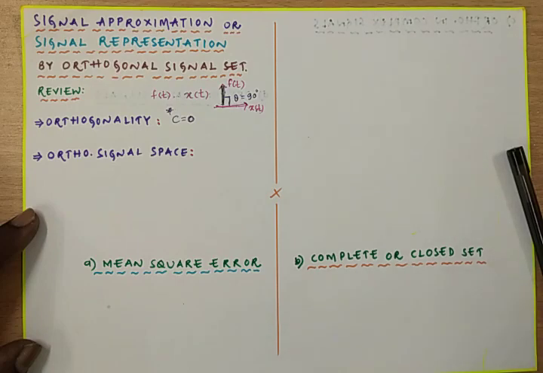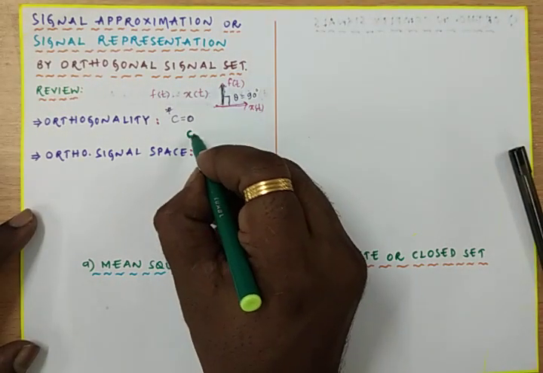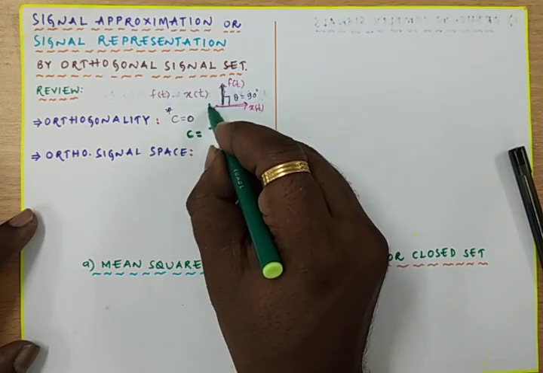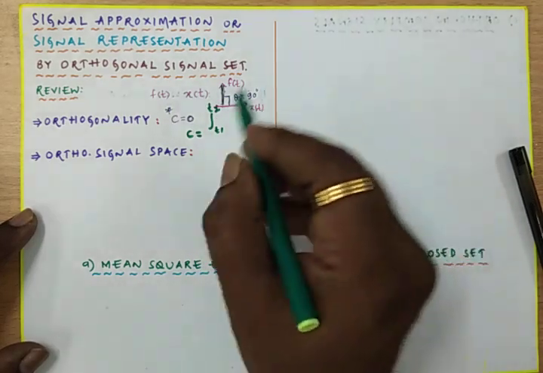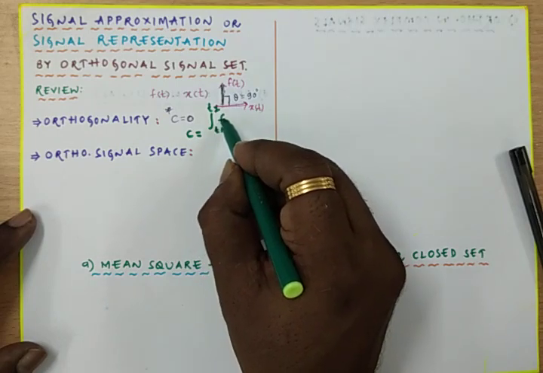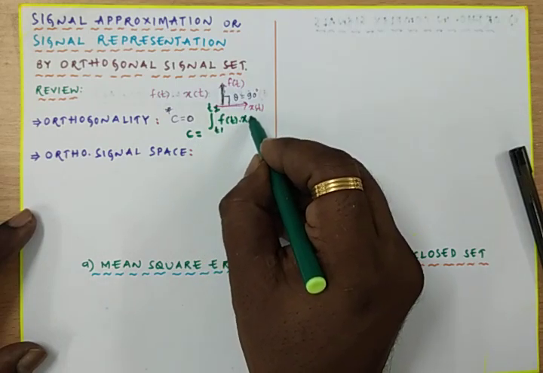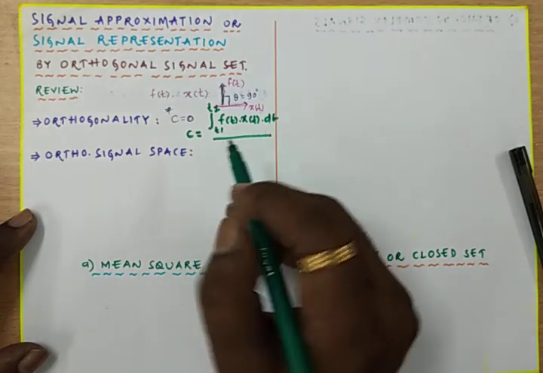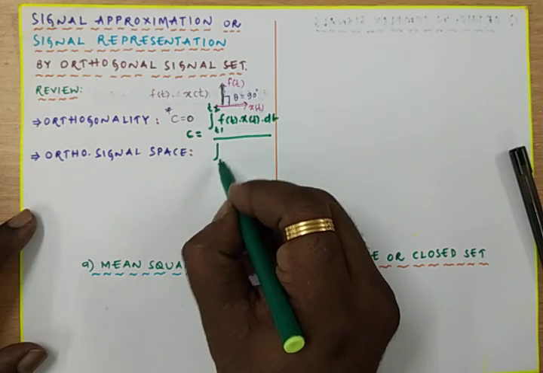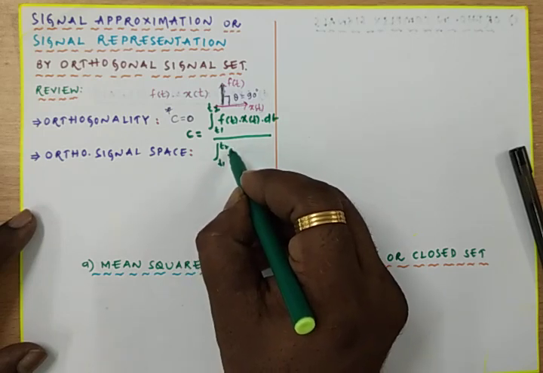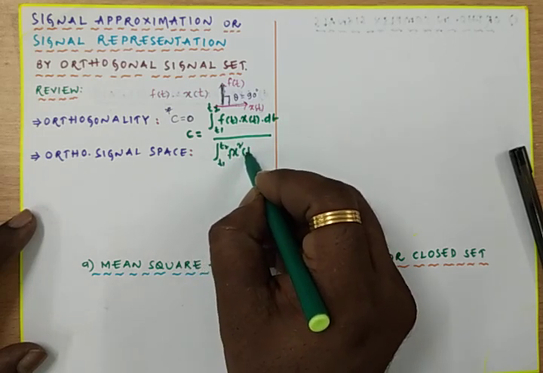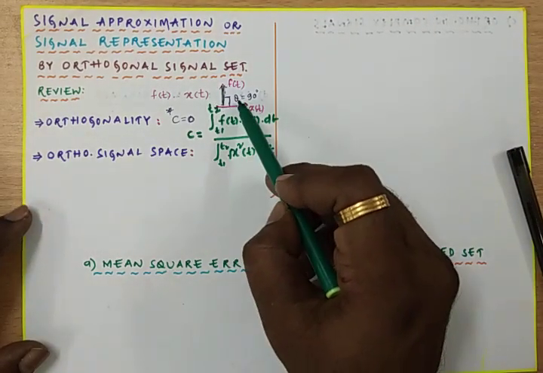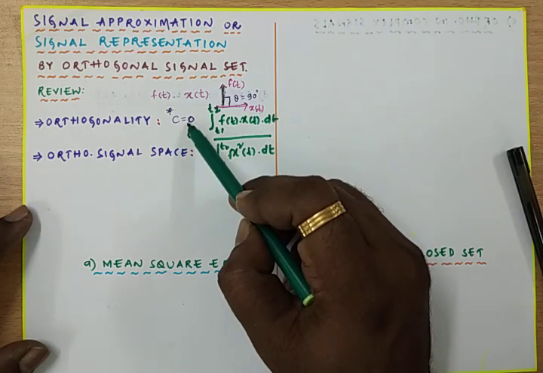That component we have discussed. The component c is given by the general formula: integral from t1 to t2, where t1 to t2 is the time duration, of f of t into x of t dt, divided by integral from t1 to t2 of x square of t dt. If theta is equal to 90 degrees, this c will be 0.